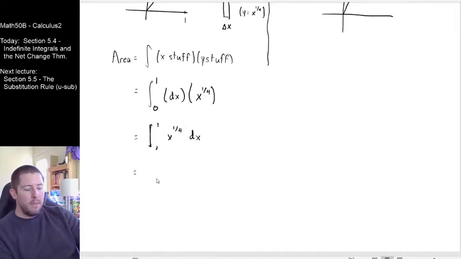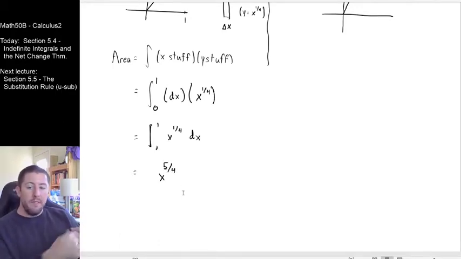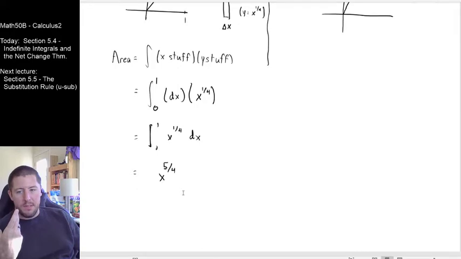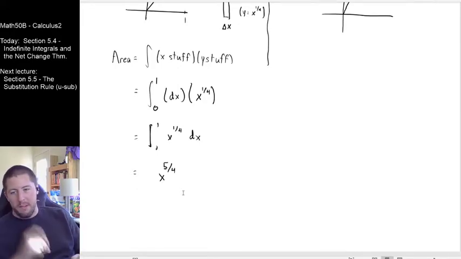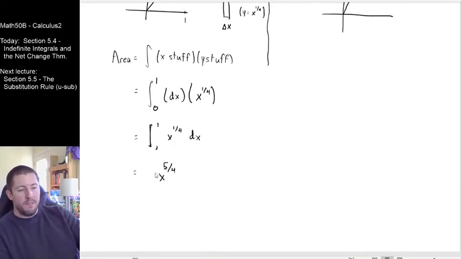Since this is x to some power, I am going to use the power rule. I add 1 to the power, that's going to give me x to the 5/4. But I noticed that if I were to take the derivative, it would pop down a 5/4 in front. I don't want 5/4 of x to the 1/4. I want one of them. And so I'm going to introduce a coefficient that will perfectly cancel that, a 4/5.